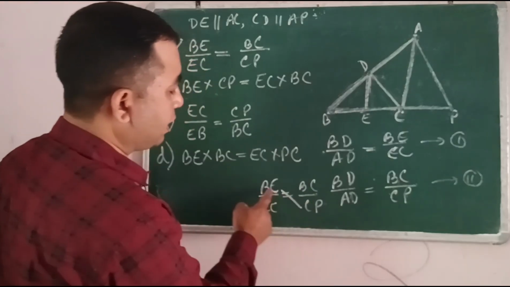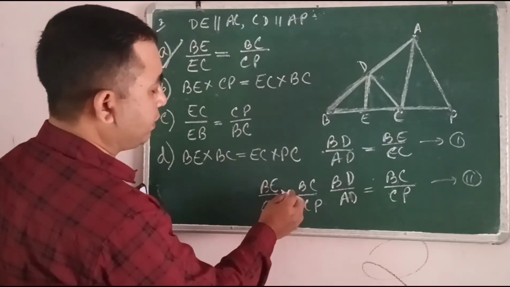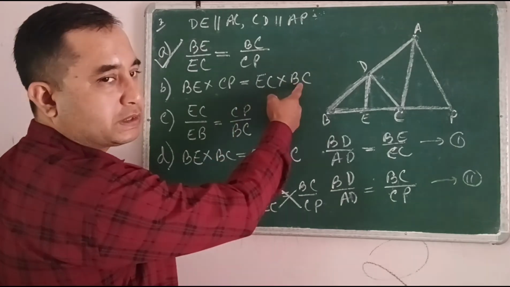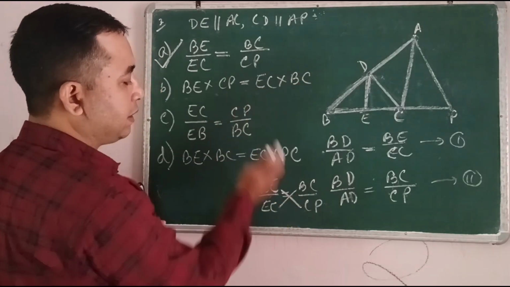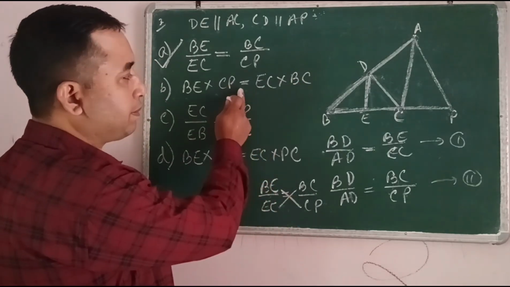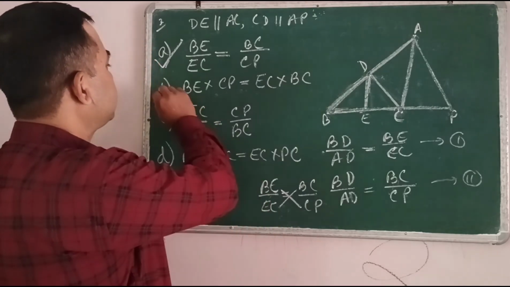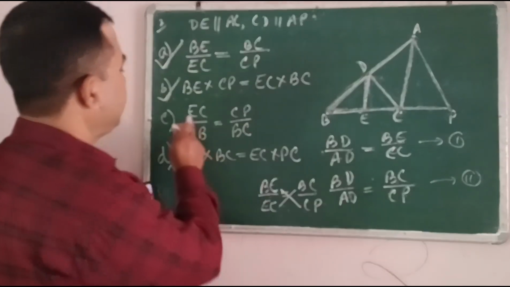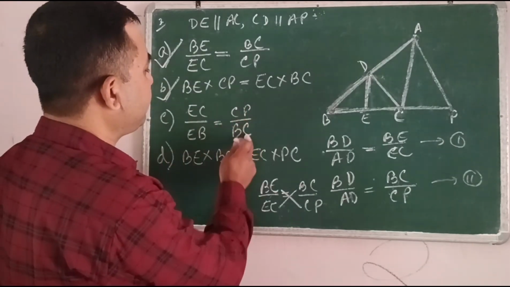Let us cross multiply them. BE into CP is equal to EC into BC. Since this line is developed from this one, this statement also must be correct. So this is the correct option. Okay. Next, EC by EB is equal to CP by BC.